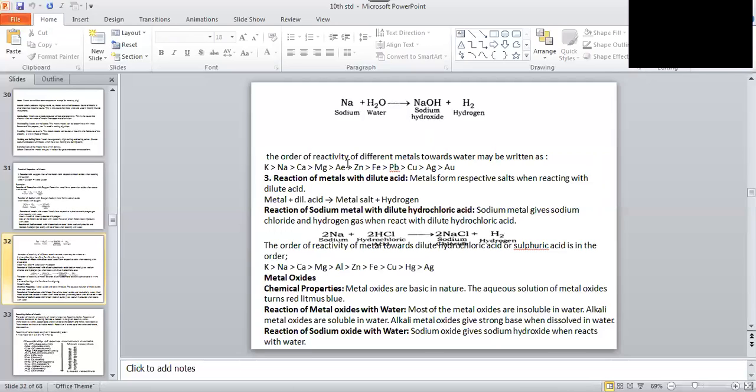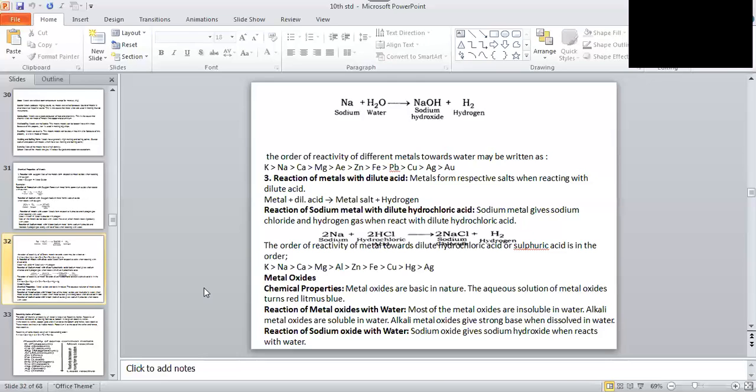Like this reactivity order of metals with water, here the reactivity order of metals with dilute hydrochloric or sulfuric acid is given. Potassium metal is the most reactive, like with water, then sodium, then calcium, magnesium, like this. At the end, mercury and silver metals are given. So this is the reactivity order of metals with dilute hydrochloric acid and sulfuric acid.